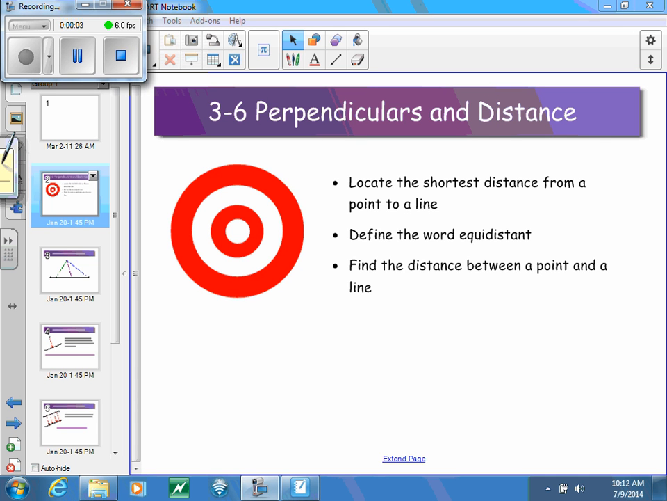Our final section of chapter 3 is section 6, which is talking about perpendicular lines and the distance, particularly going from the distance from one point to a line. So we want to be able to locate the shortest distance.